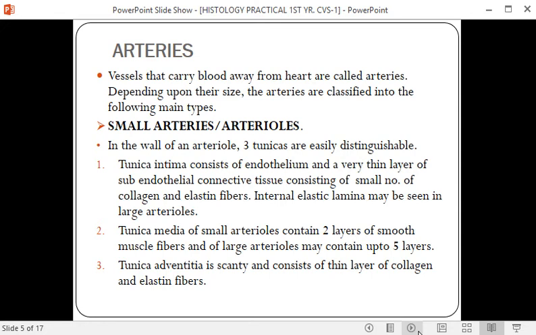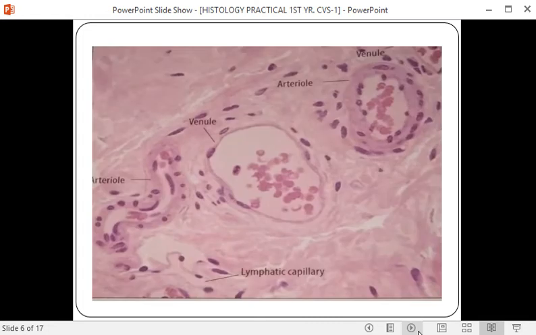Now, in the wall of an arteriole, three tunicas are easily distinguishable. Tunica intima consists of endothelium, a very thin layer of subendothelial connective tissue, and internal elastic lamina may also be seen. Tunica media contains two layers of smooth muscle fibers in small arterioles, and in large arterioles, up to 5 layers of smooth muscle fibers are present. Then is tunica adventitia, which is scanty and consists of a thin layer of collagen and elastic fibers.